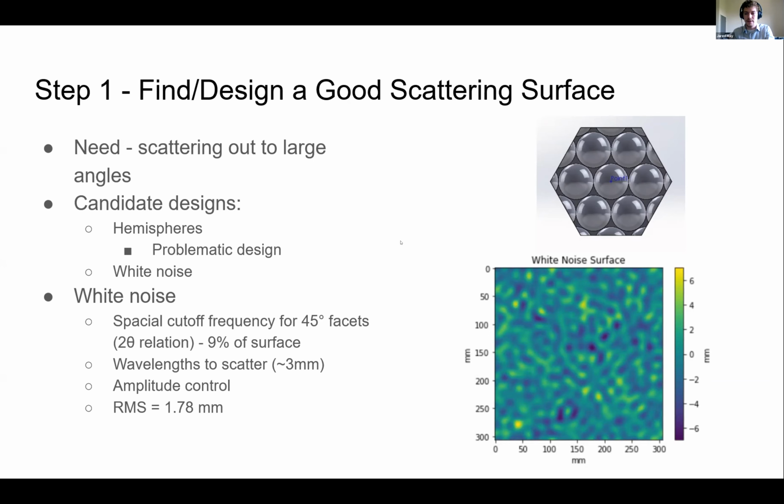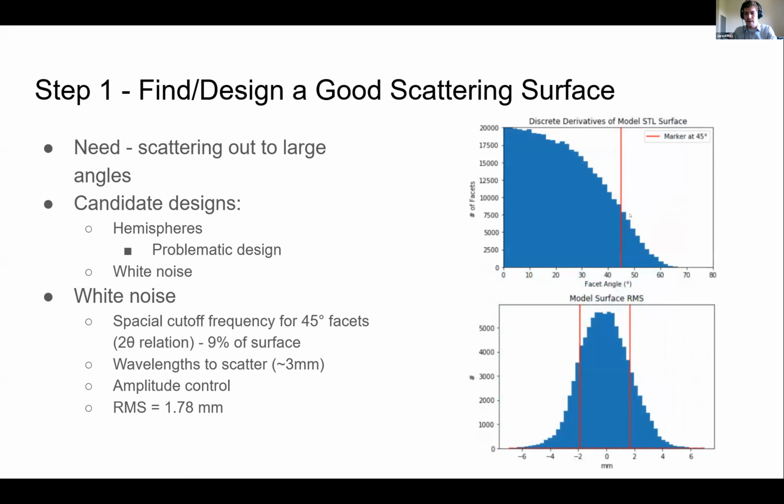But we went with white noise for a number of reasons. We can really well parameterize the surface. So we designed our surface with a spatial cutoff frequency such that we had a significant number of 45 degree angles on the surface. You can see a plot of the derivatives on the top right here. And for our surface, there's about 9% of the total surface that was at or above 45 degrees. And the significance of this is, if you have a surface and you shine light in normal and it hits a 45 degree angle, then it can scatter all the way out to 90 degrees, or in other words, the surface can scatter at pretty much any angle above it.